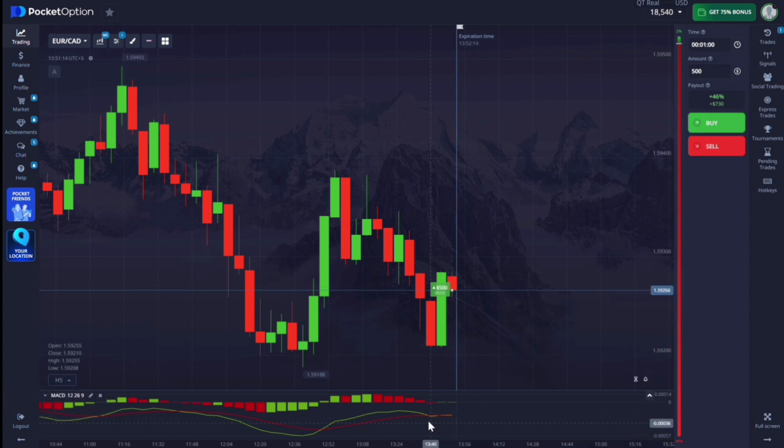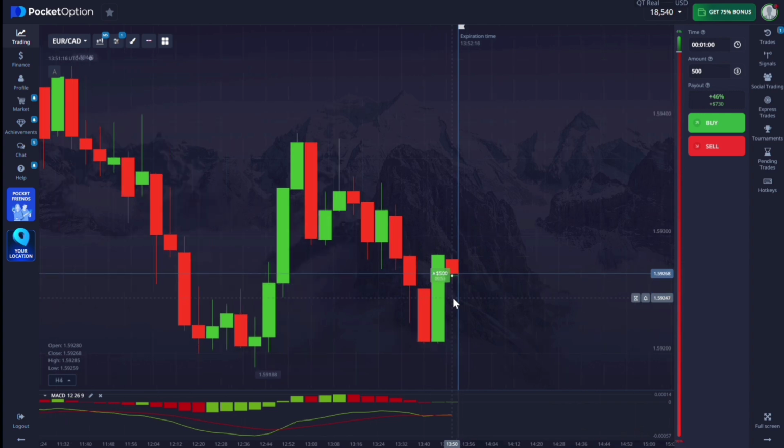The green line is crossing and the green candle is being made above the zero line, so we will give your signal, guys. Wait for results.